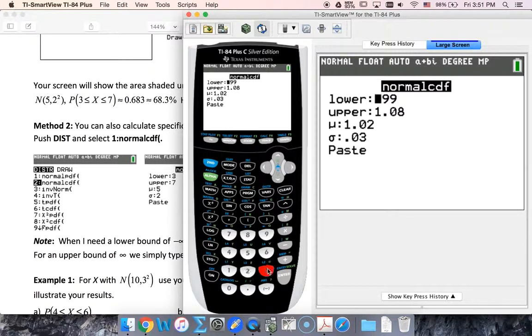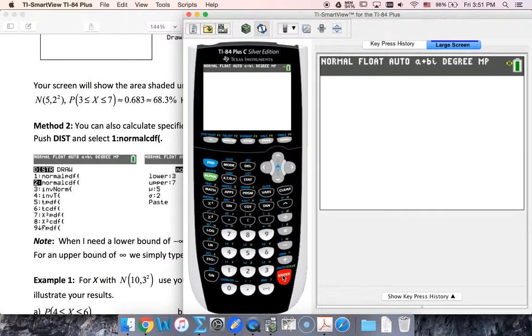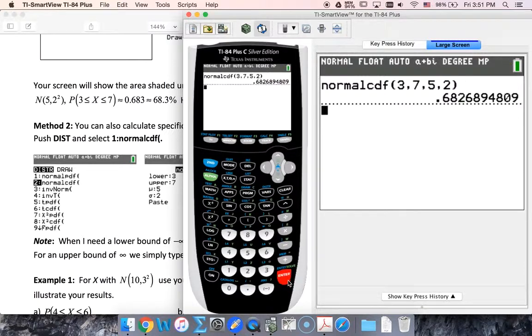So I know my lower was 3, my upper was 7, my mean value was my 5, and my standard deviation was 2. And now I hit enter, and I get the same answer.